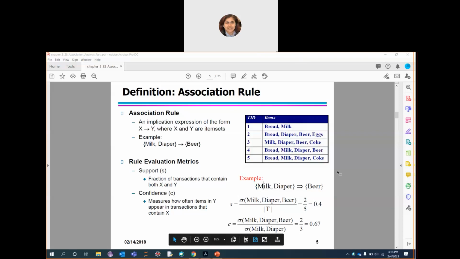Why can't you count TID3, the third one, since it also has milk, diaper, and beer? For what you are asking me? Milk, diaper. Are you asking about the support or the confidence? The support. So milk, diaper, beer together, right?